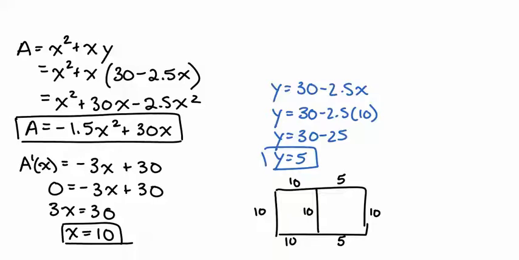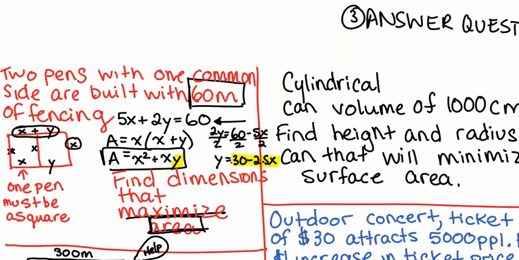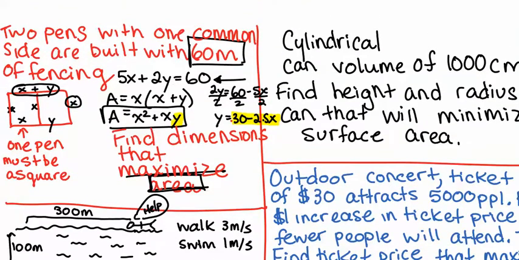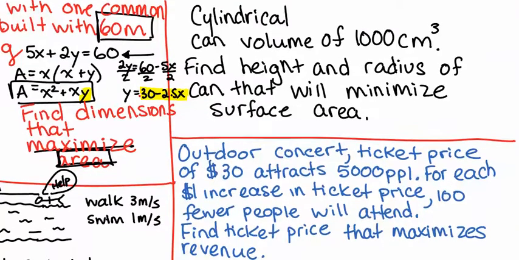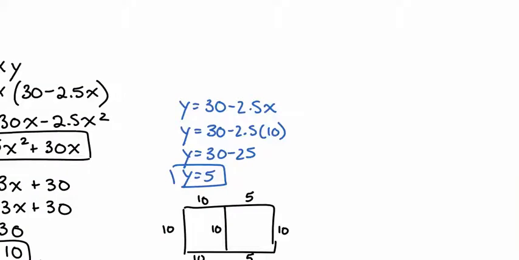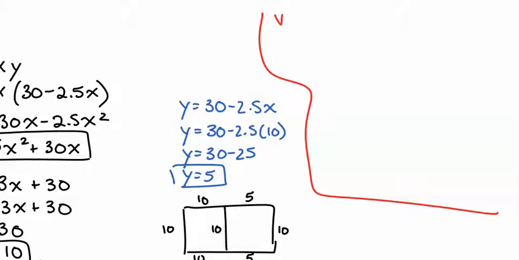Awesome. Okay, so that's just how you do the measurement question. I'll just show you quickly how to do the rest. So, cylindrical can with a volume of 1,000 centimeters cubed. If I had to do that one, I'm trying to minimize the surface area, and I know the volume. So I know the volume is 1,000, and I want to minimize the surface area.